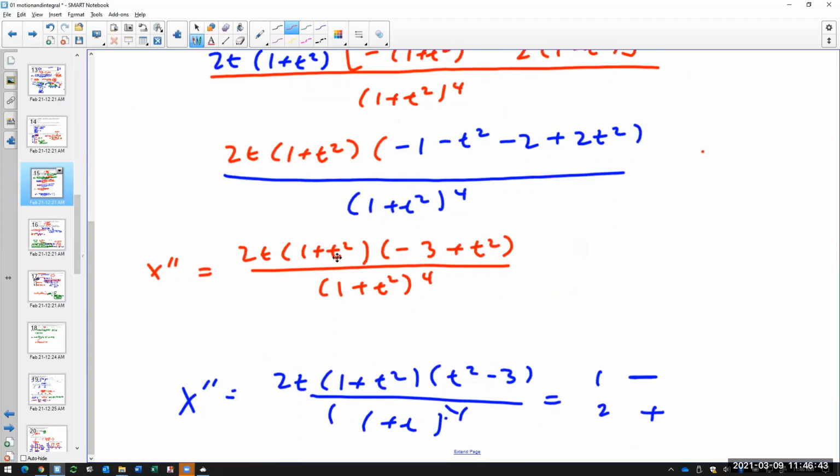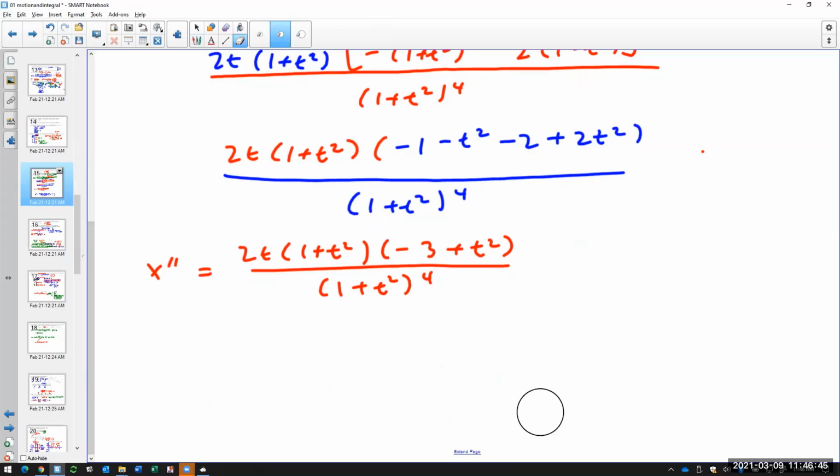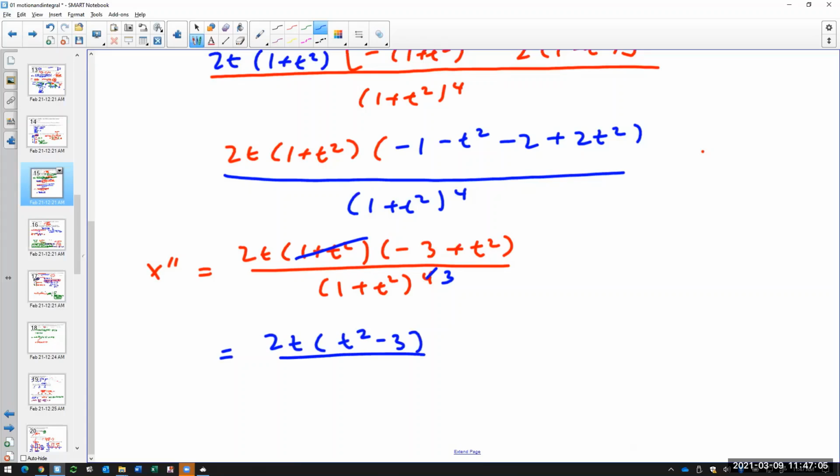Did anybody cancel these out? Yeah, so I canceled them out. There's one of these up here and one of these down here. Do you see that? So this is actually 2t, and then just switch these places: (t squared minus 3) over (1 plus t squared) raised to the 3rd. Okay, and that's what I have on my answer, it sounds like. It'd still be right. Actually, I didn't cancel in the last class. Nobody said anything, so it's fine. Okay, so this is x double prime.